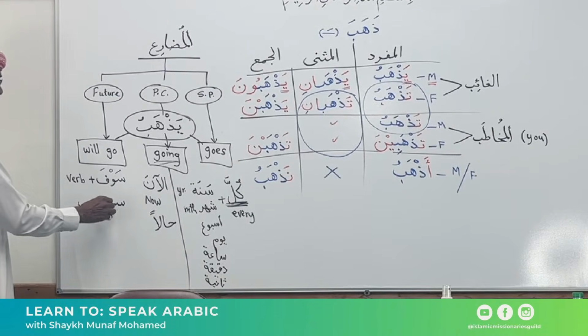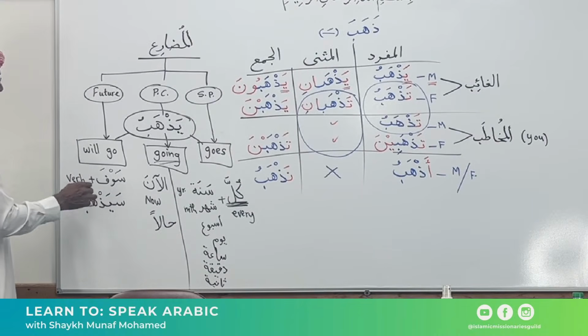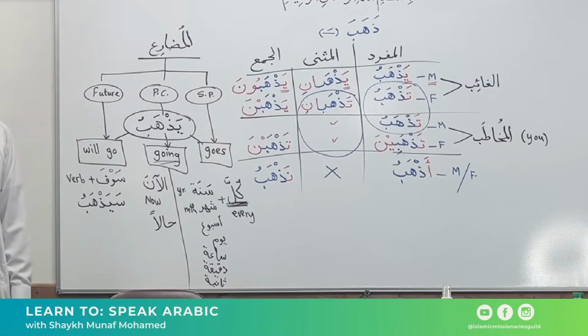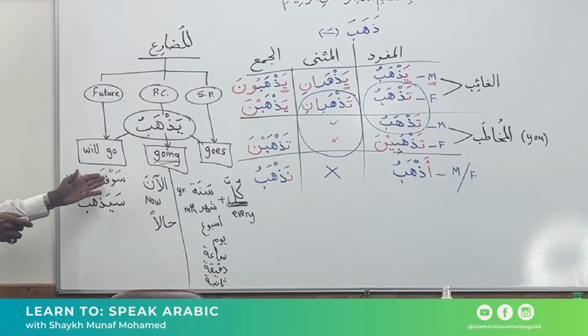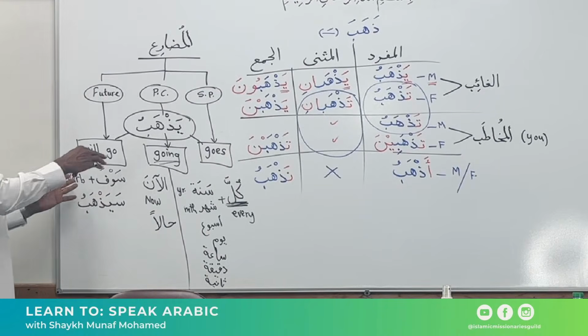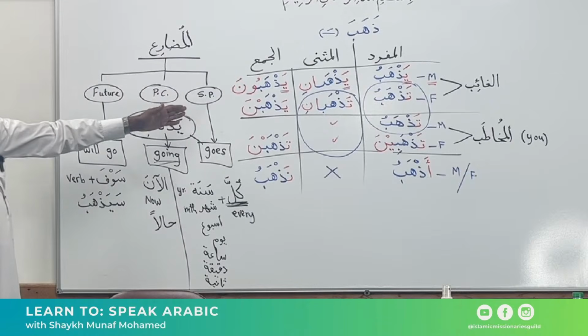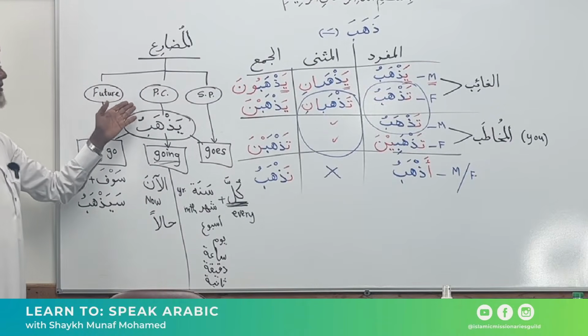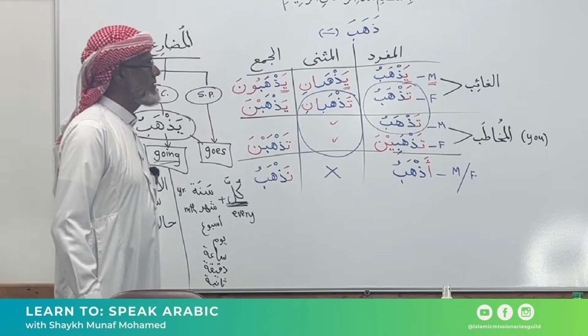And the seen is attached. Sayadhhabu. Sayadhhabu means he will go. So these are helping words to determine whether it is a simple present tense, present continuous, or the future tense.